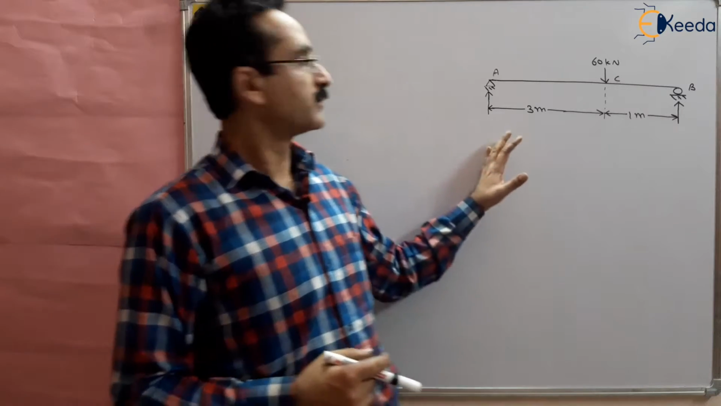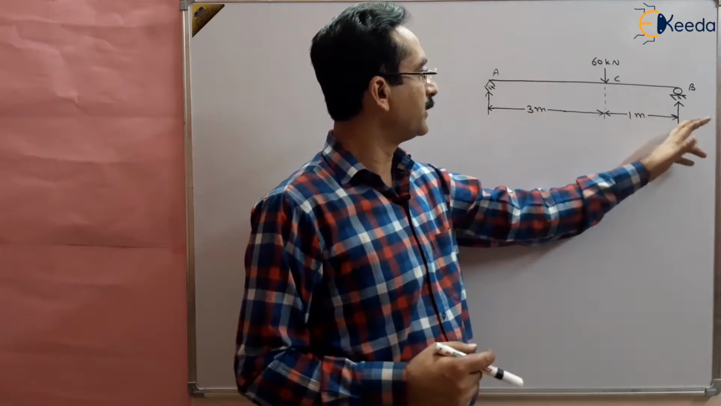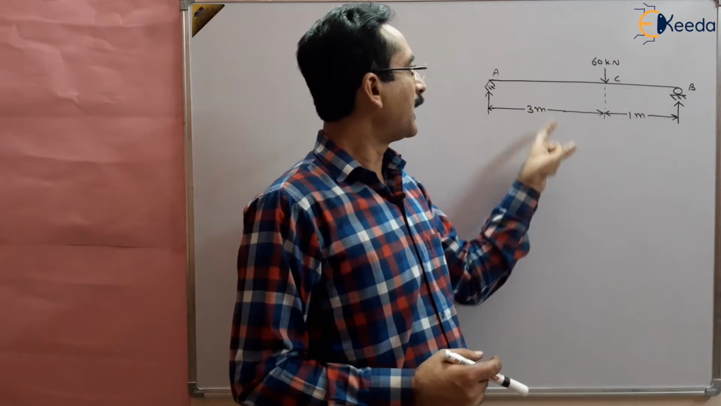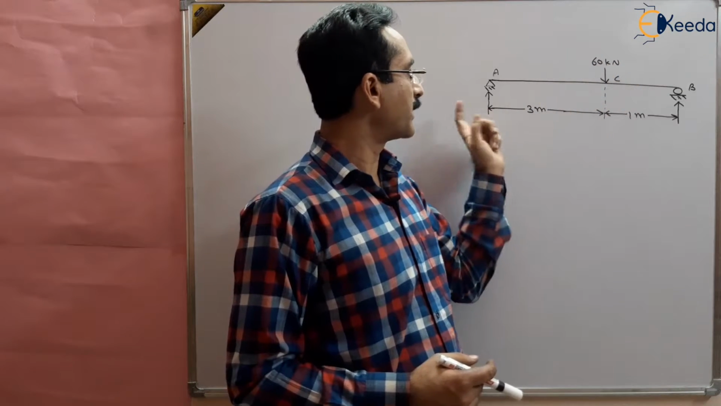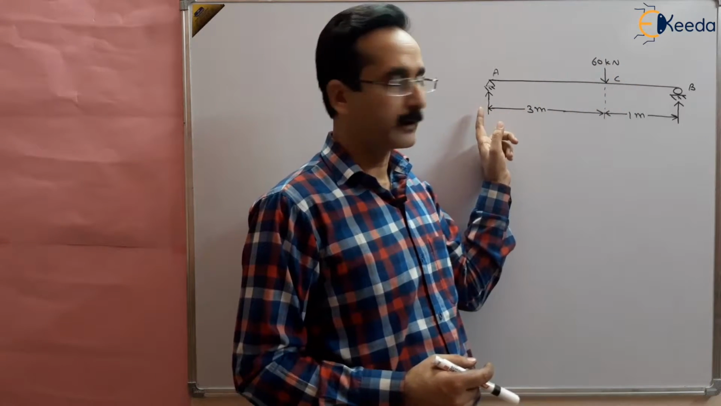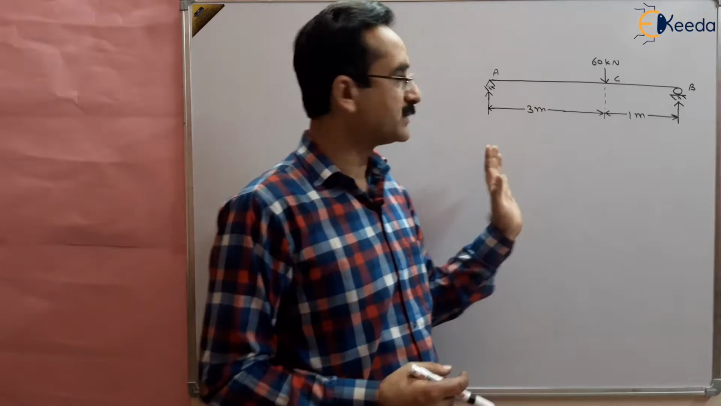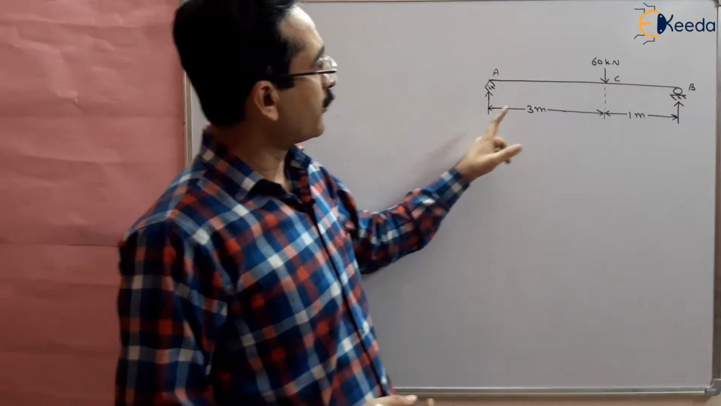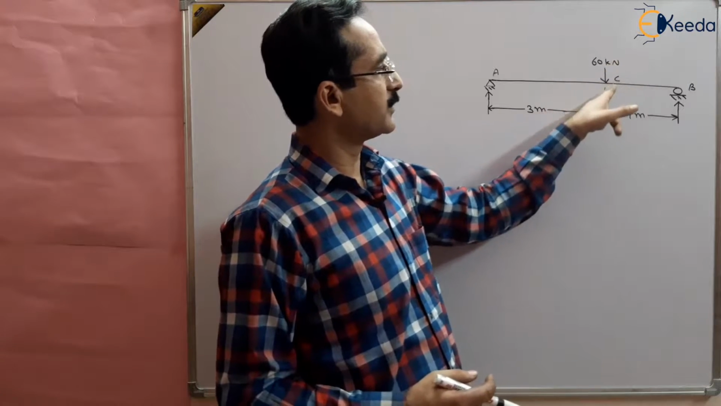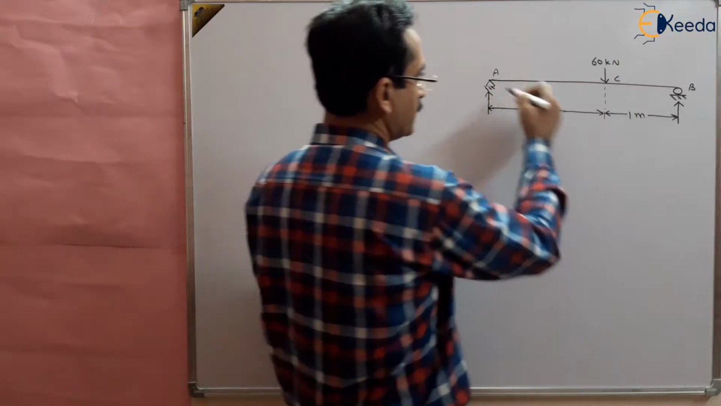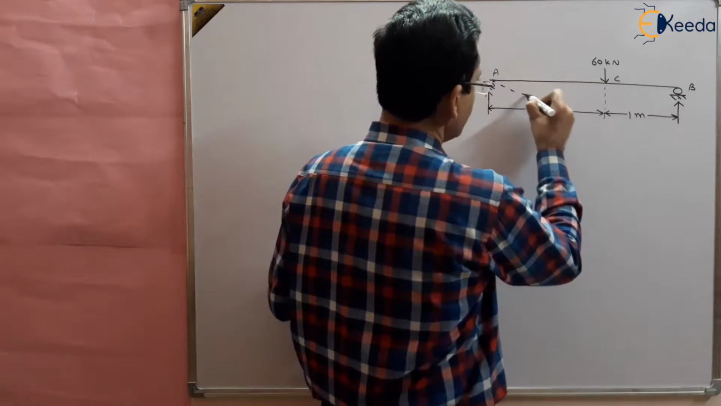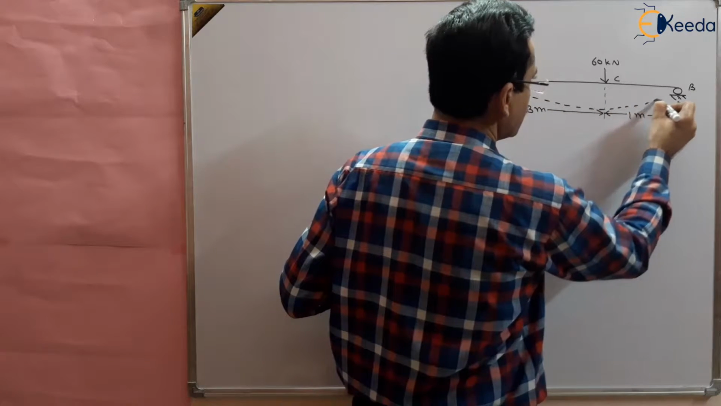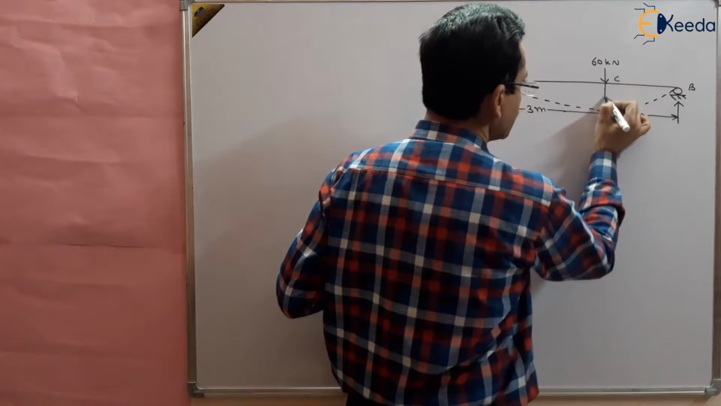In this question, we are given a simply supported beam of length 4 meter, at which a 60 kilonewton load is applied at 3 meter from one of the ends. We have to find out the deflection under this 60 kilonewton load, right? This is the deflection.